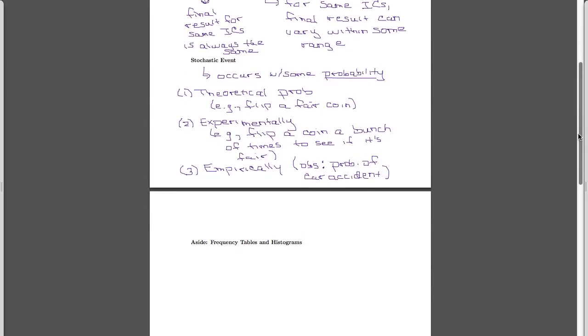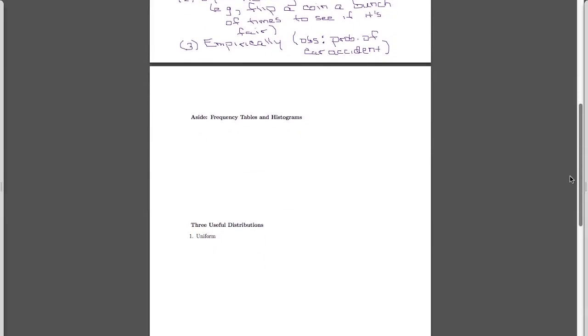All right, so before we go any further, we need to make a little aside. And that aside is talking about frequency tables and histograms. So let's suppose that you have some sort of stochastic experiment where the outcomes are unknown, and you do this experiment many, many times and record the outcomes that you get each time, and you want to determine how often, again experimentally, or I guess it could be empirically if you're just looking at historical data, how often certain things happen. So one way to quantify this in a really well-organized manner is using a frequency table.